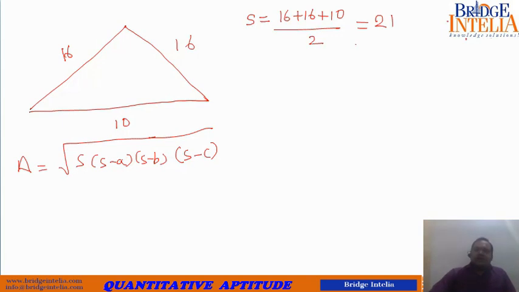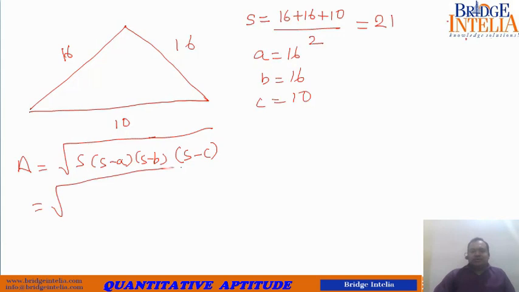So now what? S is equal to 21, A is equal to 16, B is equal to 16, C is equal to 10. So let's see what the area comes out to be. S is 21, S minus A, so 21 minus 16, 5. S minus B, so 21 minus 16, again 5. Now S minus C, so 21 minus 10.